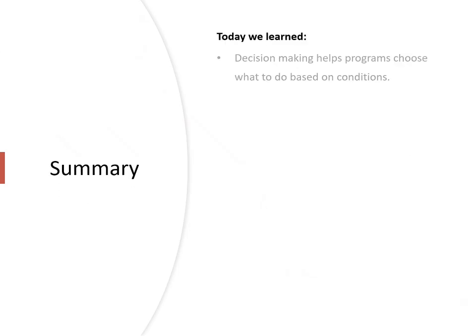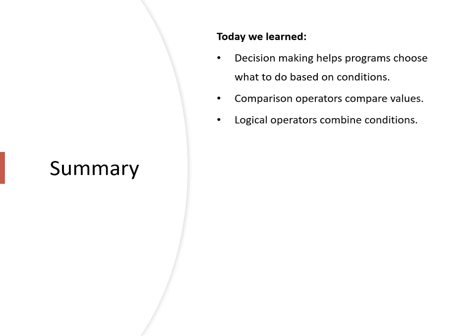So today we learned decision making. What decision making does is help the program choose what to do based on conditions. So we learned different types of conditional statements for the program so that it decides what we want it to decide. We also learned comparison operators, to compare values. We also learned logical operators, that is to combine conditions.